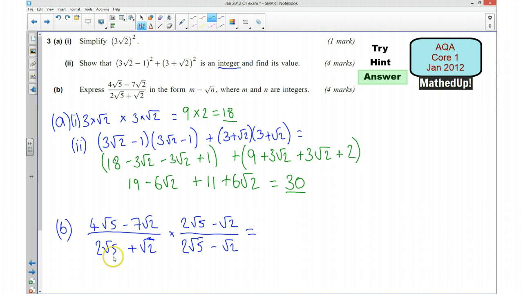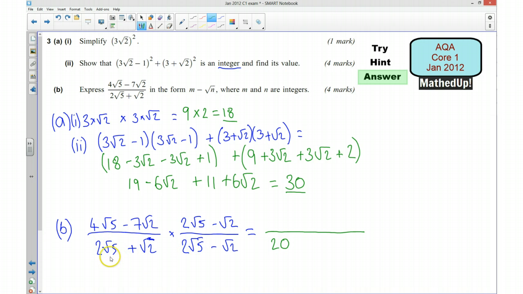Okay, part B. We started this off and we said we wanted to rationalise the denominator, and we wrote down what we need to do that. So I'm now going to write down what my new numerator and new denominator are going to be. I'll start with the denominator. So we've got 2 root 5 times by 2 root 5, which gives me 2 times 2 is 4, root 5 times by root 5 is 5, so 4 times 5 is 20. So that's those two bits multiplied together.